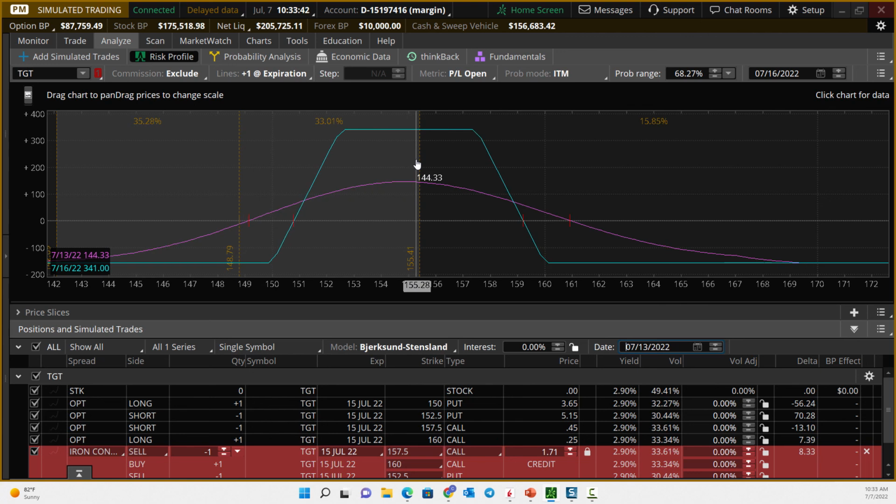So it's important to understand these components of how the theta will switch on you. It can start positive and turn negative. It can start negative and turn positive. It can start neutral and go one way or the other. It's all about location, location, location.